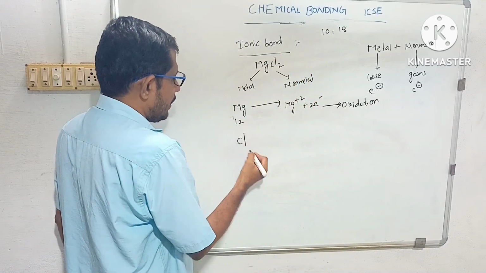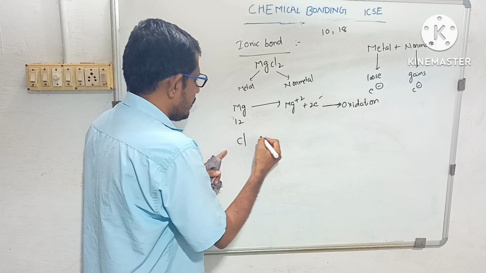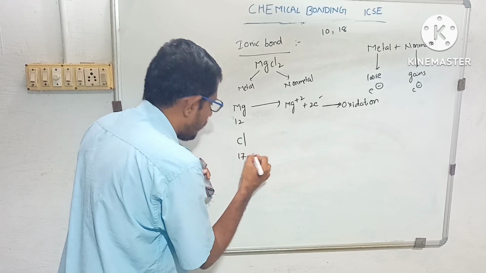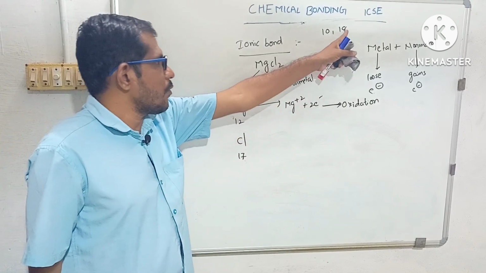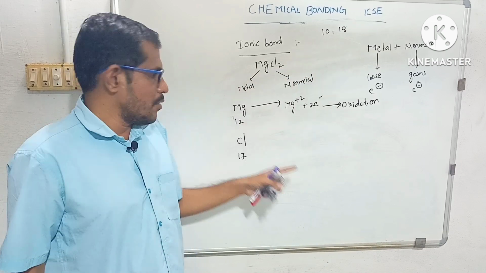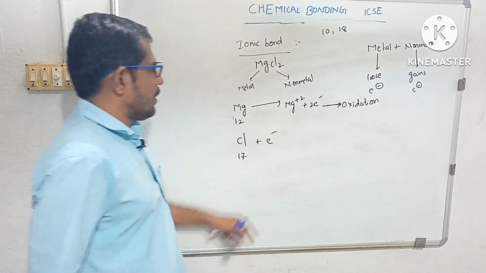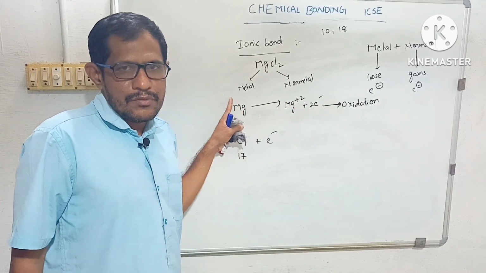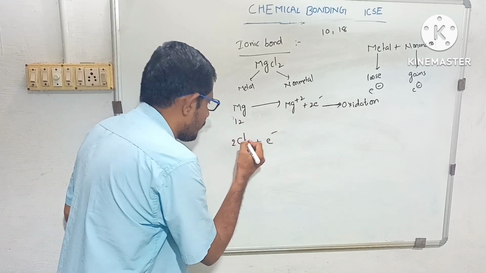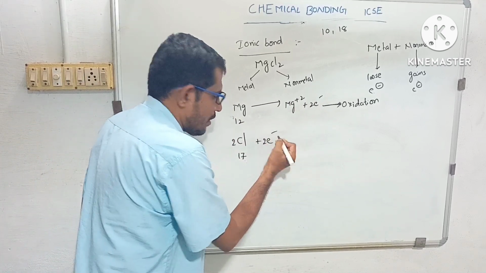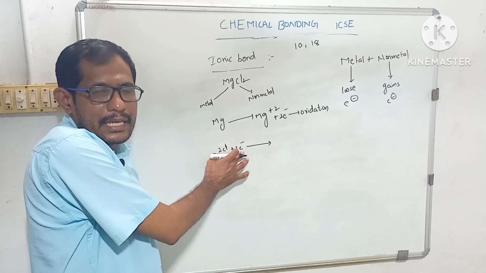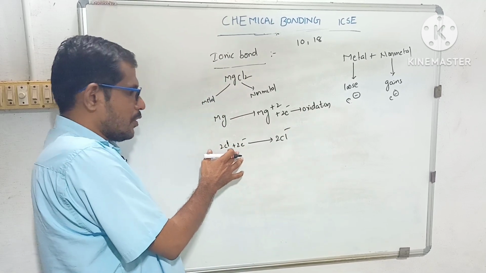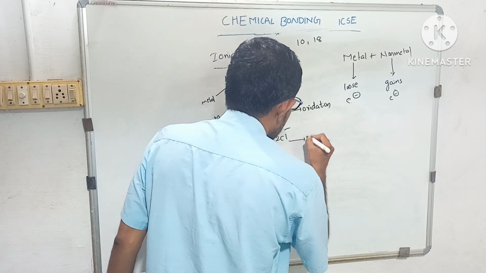Another thing, we have chlorine, right? Chlorine atomic number is 17, so it needs to take 1 electron to become stable. But here magnesium is giving 2 electrons. So 2 chlorine atoms will participate, and these 2 electrons will participate. 2 chlorine atoms, by accepting 2 electrons, you will get 2 Cl minus, right? This is a reduction reaction.